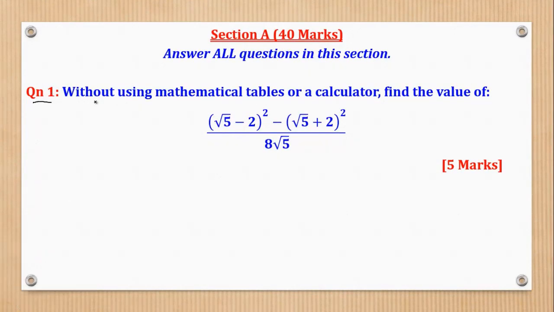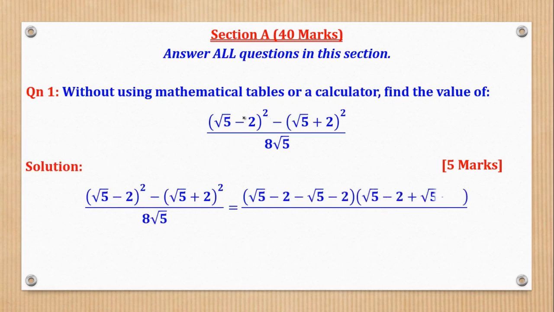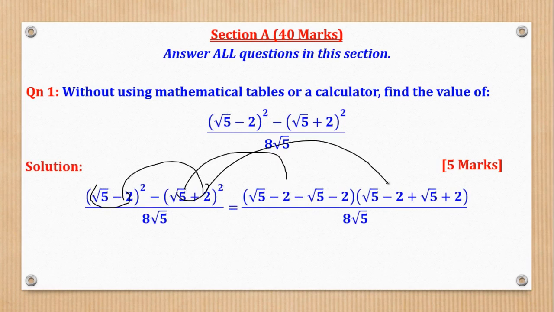So question 1 says, without using mathematical tables or a calculator, find the value of this expression. So the first thing to realize is that there is a difference of two squares, so we shall work on that. We shall say this minus this gives you the difference which is here, and when you add you get the addition which is there.